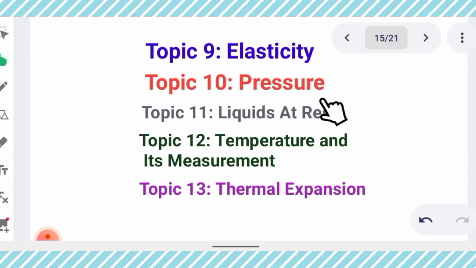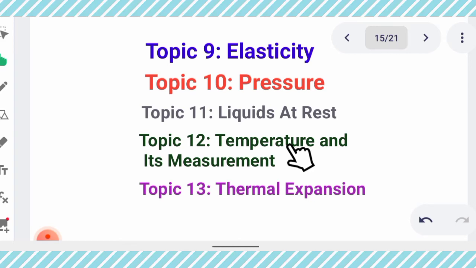Then topic 10, we talk of pressure. The formula for pressure is force over area. You just have to know the definition of pressure and its formula. Topic 11, we talk of liquids at rest. Under this, we have things like surface tension and viscosity, which is known as friction in liquids, and that is all. Topic 12, we talk of temperature and its measurement. Here you just have to know the unit of temperature and the apparatus we use to measure temperature, such as the thermometer.